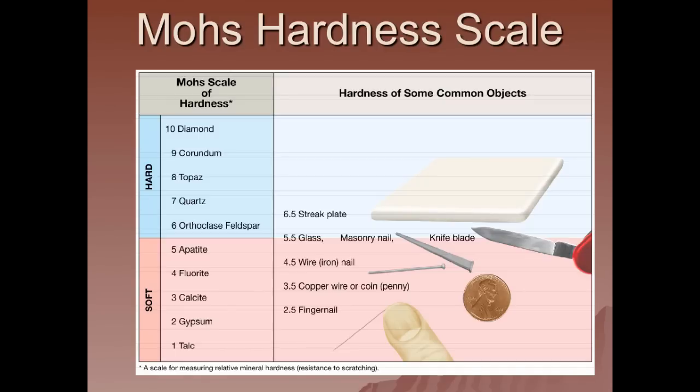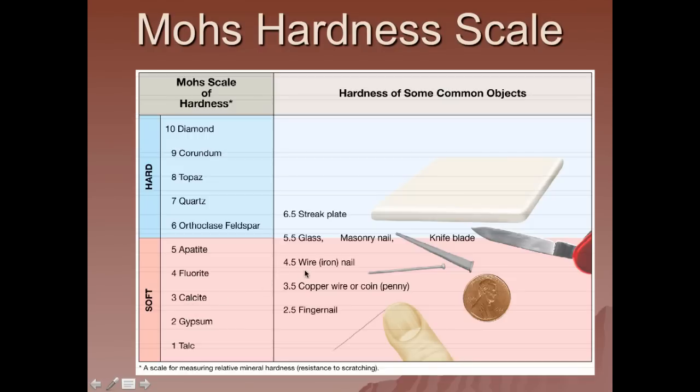Okay, so a penny or a copper wire has a hardness of 3.5. Calcite has a hardness of 3. So if it doesn't get scratched by your fingernail, but it does get scratched by a penny, that means it has to be in between 2.5 and 3.5, which is 3, which would mean it is calcite.